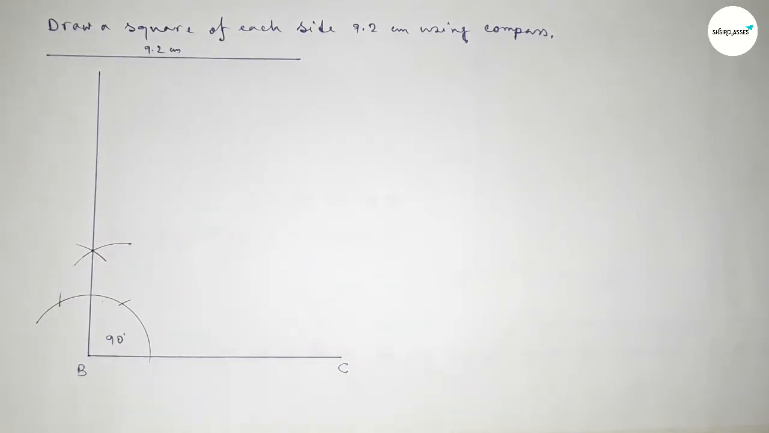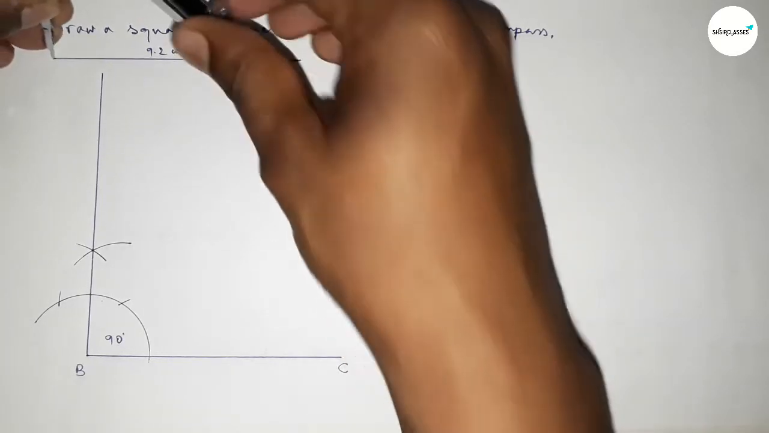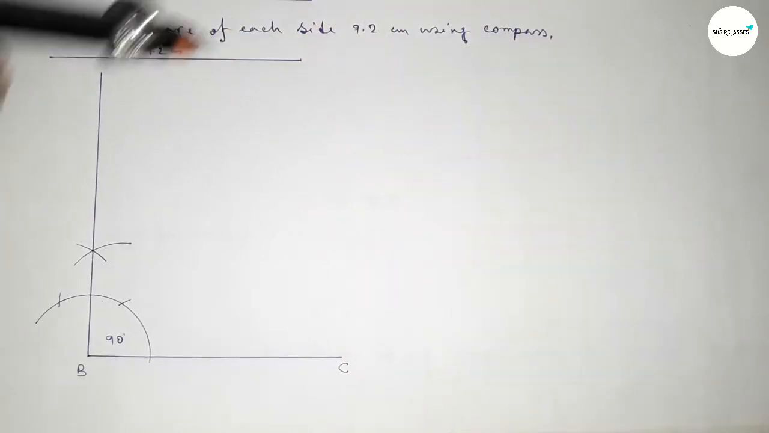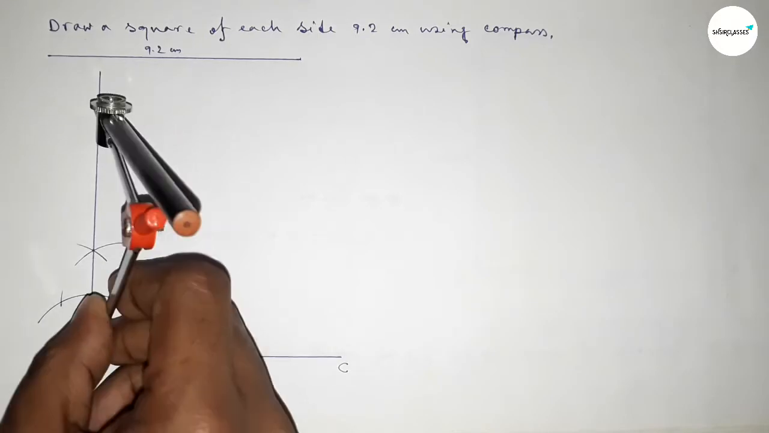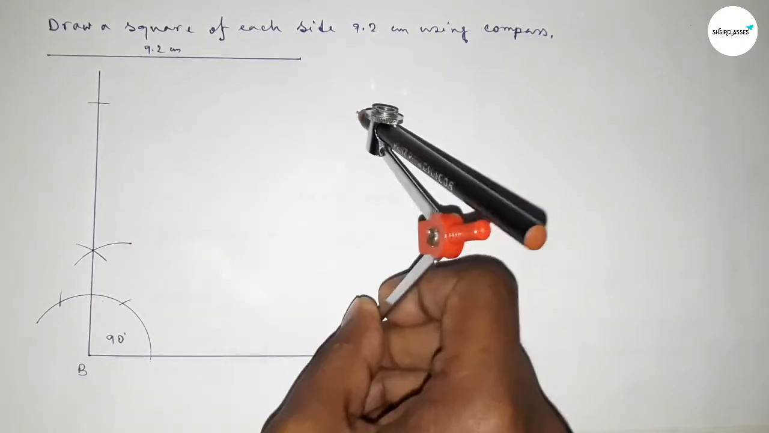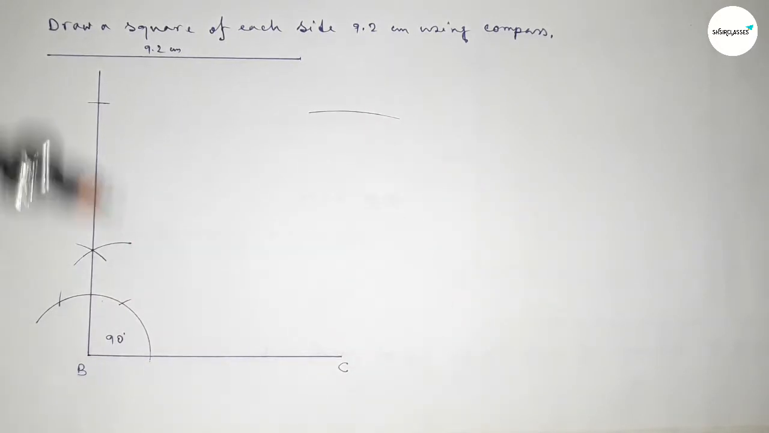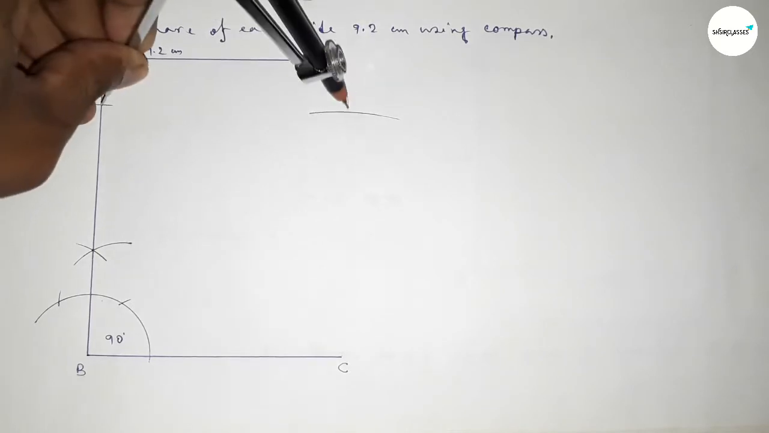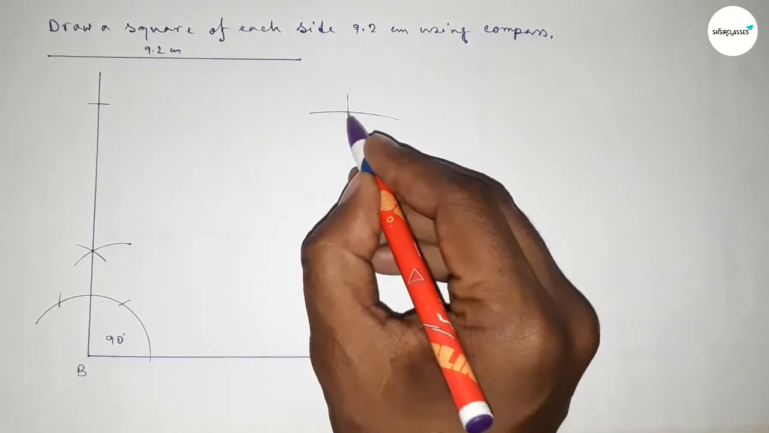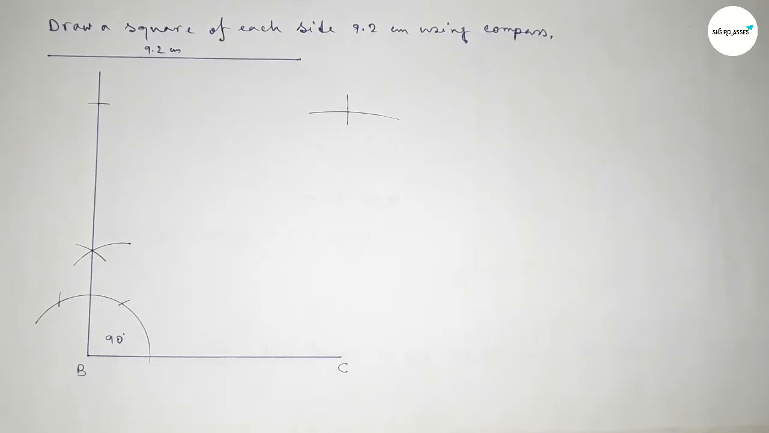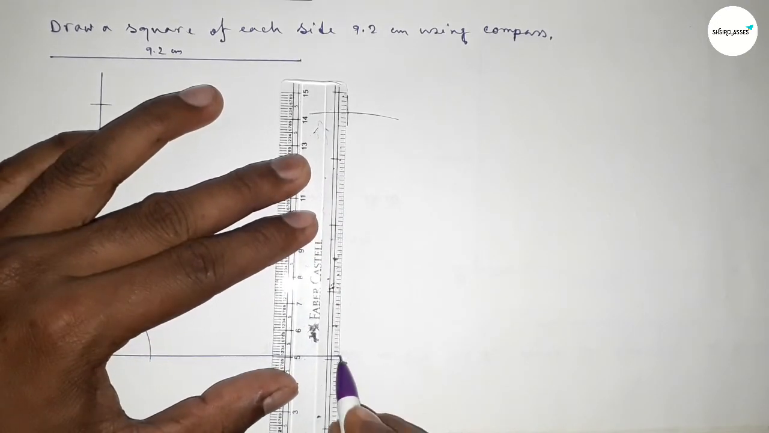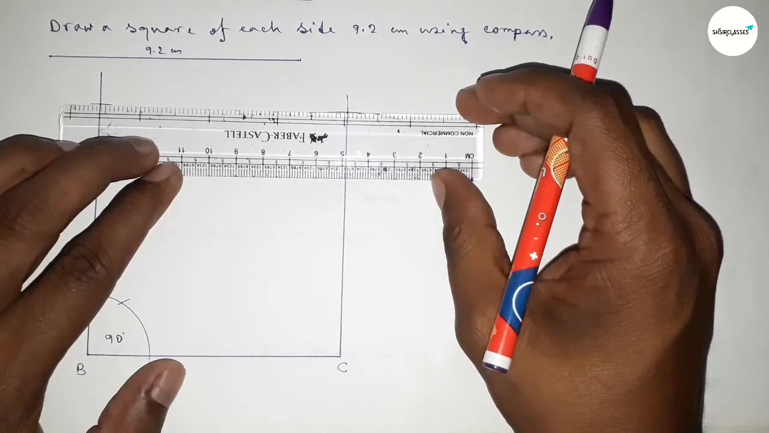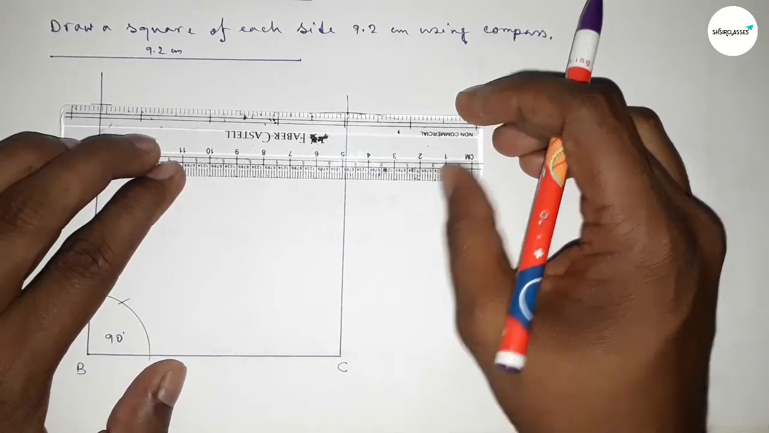Now taking the length 9.2 cm by using compass by this way, and putting the compass here and cut here, and putting the compass here and drawing an arc here, again with the same length, and putting the compass here and cut here. So both the curves intersect at a point. Now first joining this line, then joining this line to get the square here.